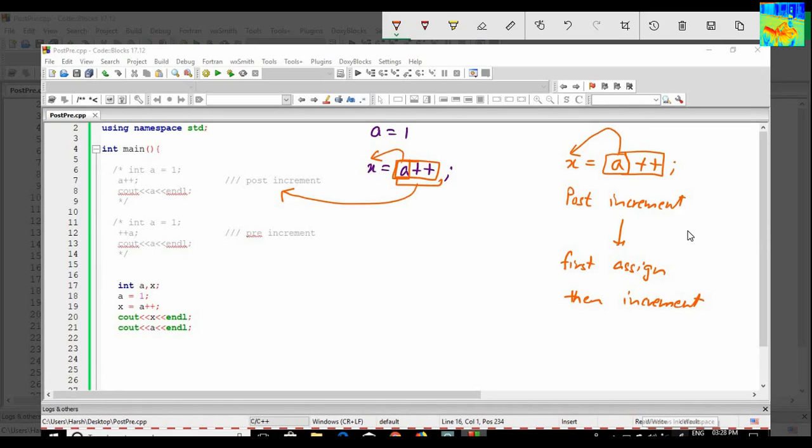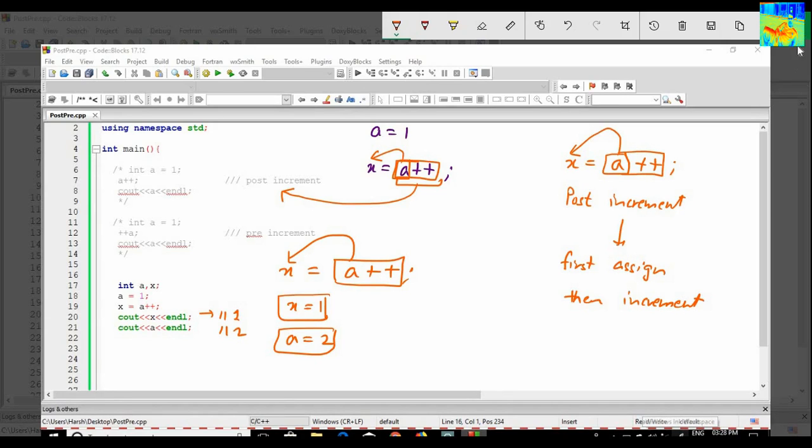And that is the reason for x equals a plus plus. So first the value of a is 1. Since a is assigned to x, that's why the value of x will become 1, and then the value of a will be incremented, so the value of a will become 2. Okay, so that's why here my output was 1, and in this line my output was 2.